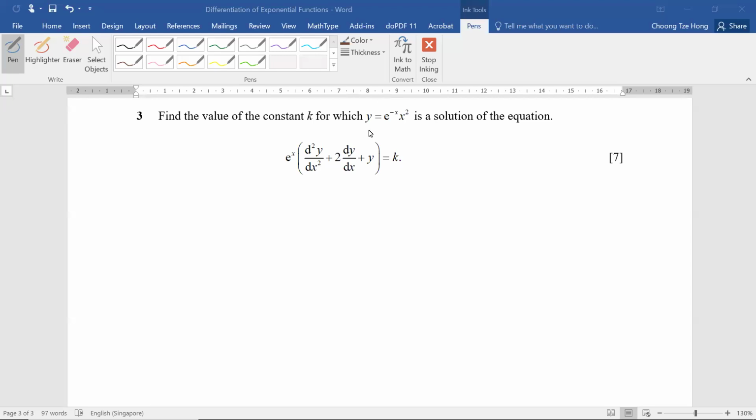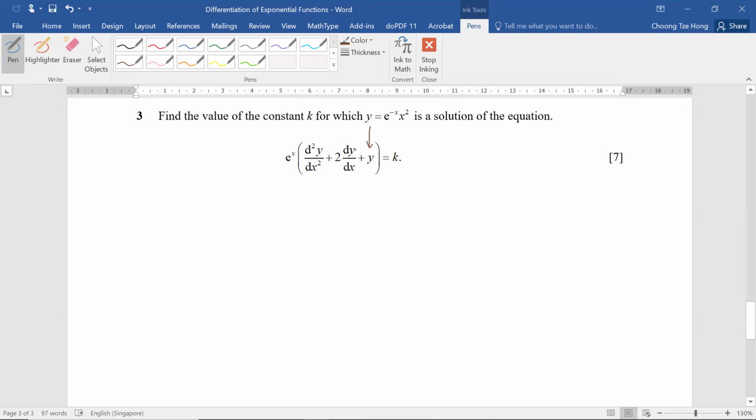It means that if we were to sub this y value inside here, it's going to satisfy the equation. Over here we see that there's a dy dx term as well as a d2y dx squared term. So if y satisfies the equation, if you differentiate y equals e to the power of negative x times x squared, you will get dy dx. Likewise, dy dx will also satisfy the equation when you sub it in, and the same thing for d2y dx squared when you differentiate the y equation two times. So that's basically our approach over here.